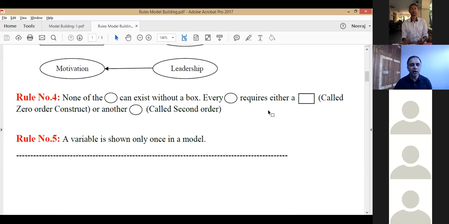Rule number 4, as I just spoke, is that no circle can exist without a box. Circle means, for example, motivation. I cannot measure motivation directly. I cannot observe it directly. For statistics, it has to be put into numbers. Please mind it.